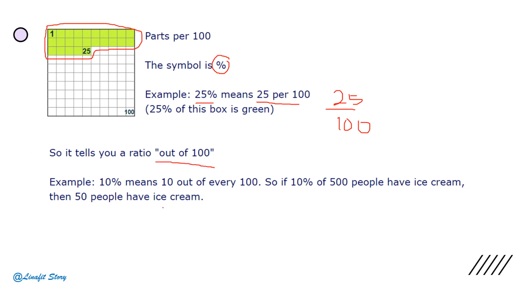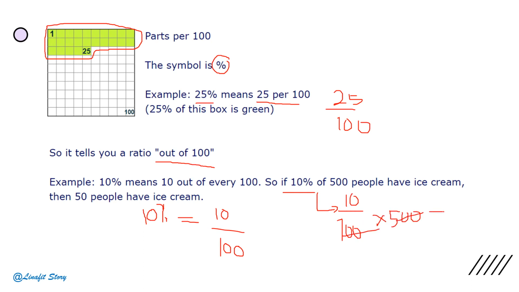For example, 10% means 10 out of every 100. So if 10% of 500 people have ice cream, then 50 people have ice cream. How to get the answer? 10 out of 100 times 500 equals 50.